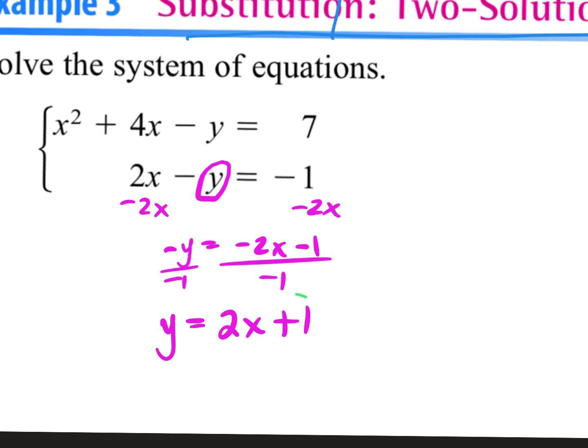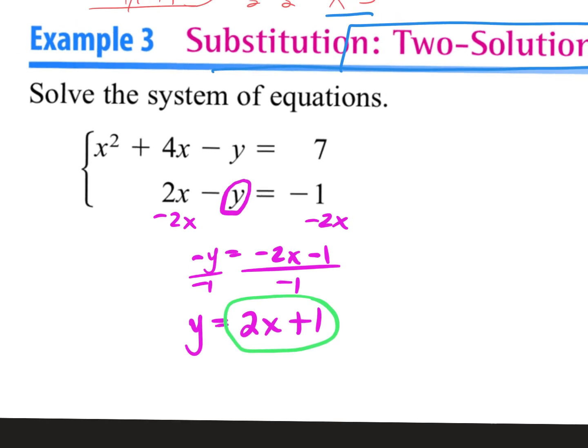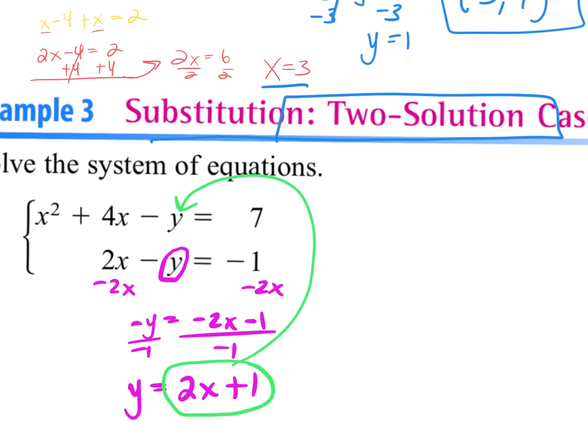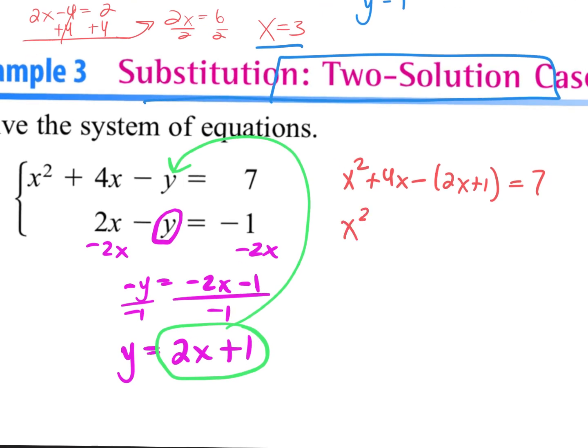So I'm now going to take this expression and I'm going to plug it into the top equation. Use one equation to solve for that one variable, and then whatever expression you get, plug it into the other one. So in this case, I have x squared plus 4x minus, instead of y, I'm going to write 2x plus 1. I'm going to leave it in parentheses because I know I have to do well with that negative sign. Distribute it. So you have x squared plus 4x minus 2x minus 1 equals 7.